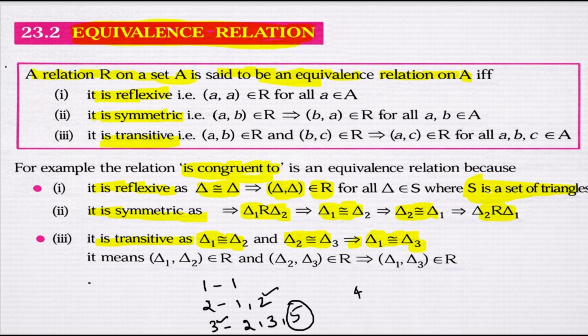Let me go to 4. Sorry, we have to start with 5. I told you 5. Then 2 plus 5 is 7, 3 plus 7 is 10, then 5 plus 10 is 15. It means that for a set containing 5 elements, we can make 15 equivalence relations. This is about the equivalence relation.